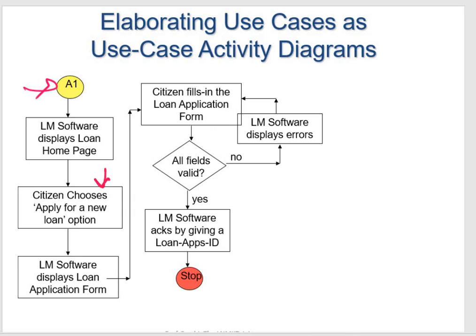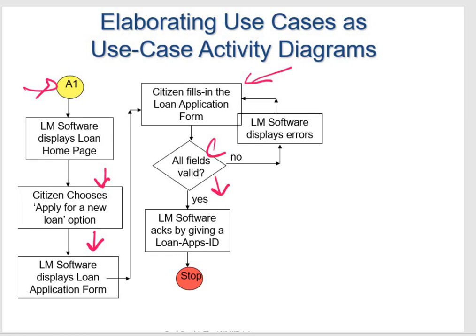Now this A1 is given because see, there will be a start symbol, there will be a stop symbol, right? Start and then stop. But since now my page is complete, and I need to take this diagram to the next page, so I need to have a connector. So what I've done is I've added this connector A1.